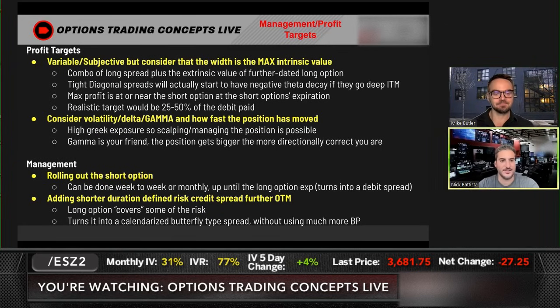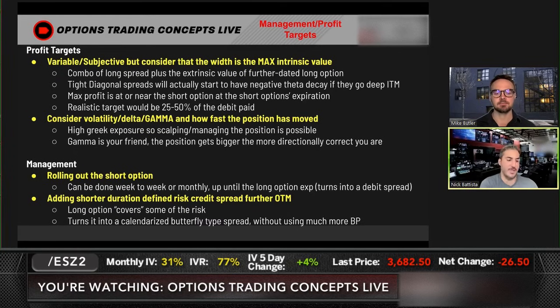Yeah, so your profit targets are kind of variable slash subjective, but you have to keep in mind that the width of the spread, the difference between the long option and the short option, that's the max intrinsic value that you can get out of that position. So if you have a call diagonal and the stock goes up significantly, that intrinsic value maxes out at that short option. So the position is a combination of a long spread plus the extrinsic value of the further expiration long option. So you have that added extrinsic value, that's your kicker. And if that extrinsic value goes to zero, the intrinsic value is the max you can make.